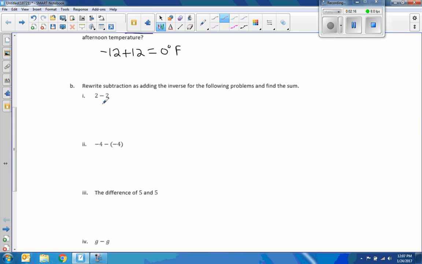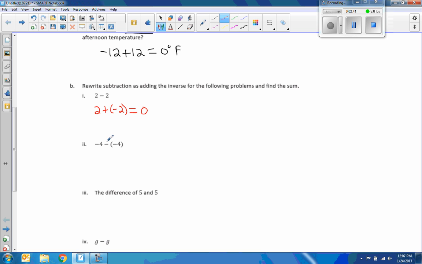So we have a positive 2 minus 2. I can rewrite that as 2 plus a negative 2. All they're saying is rewrite this as adding the inverse. So we're adding the inverse. This is 2 minus another positive 2, which is the same as plus a negative 2. And when we do that, we get 0.